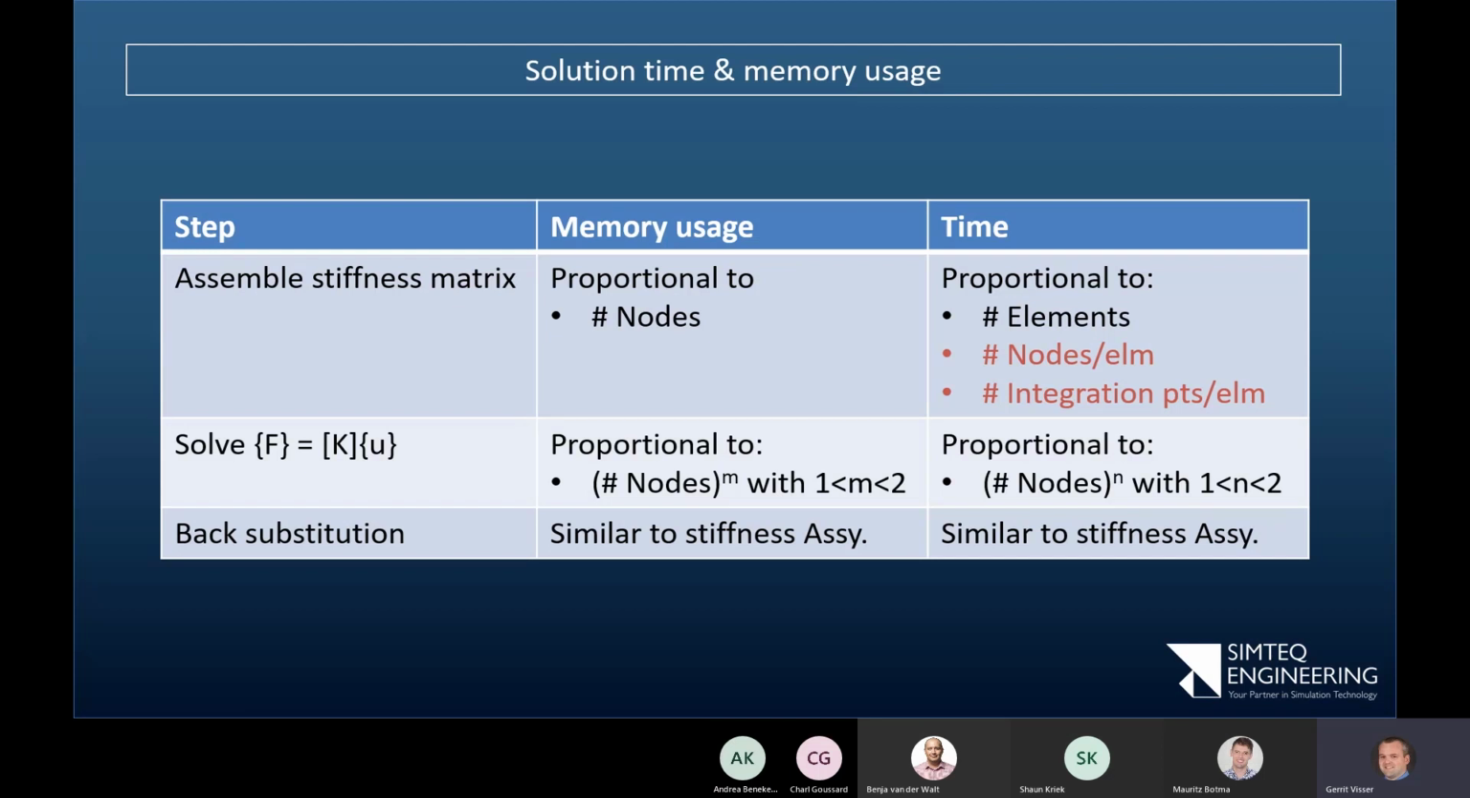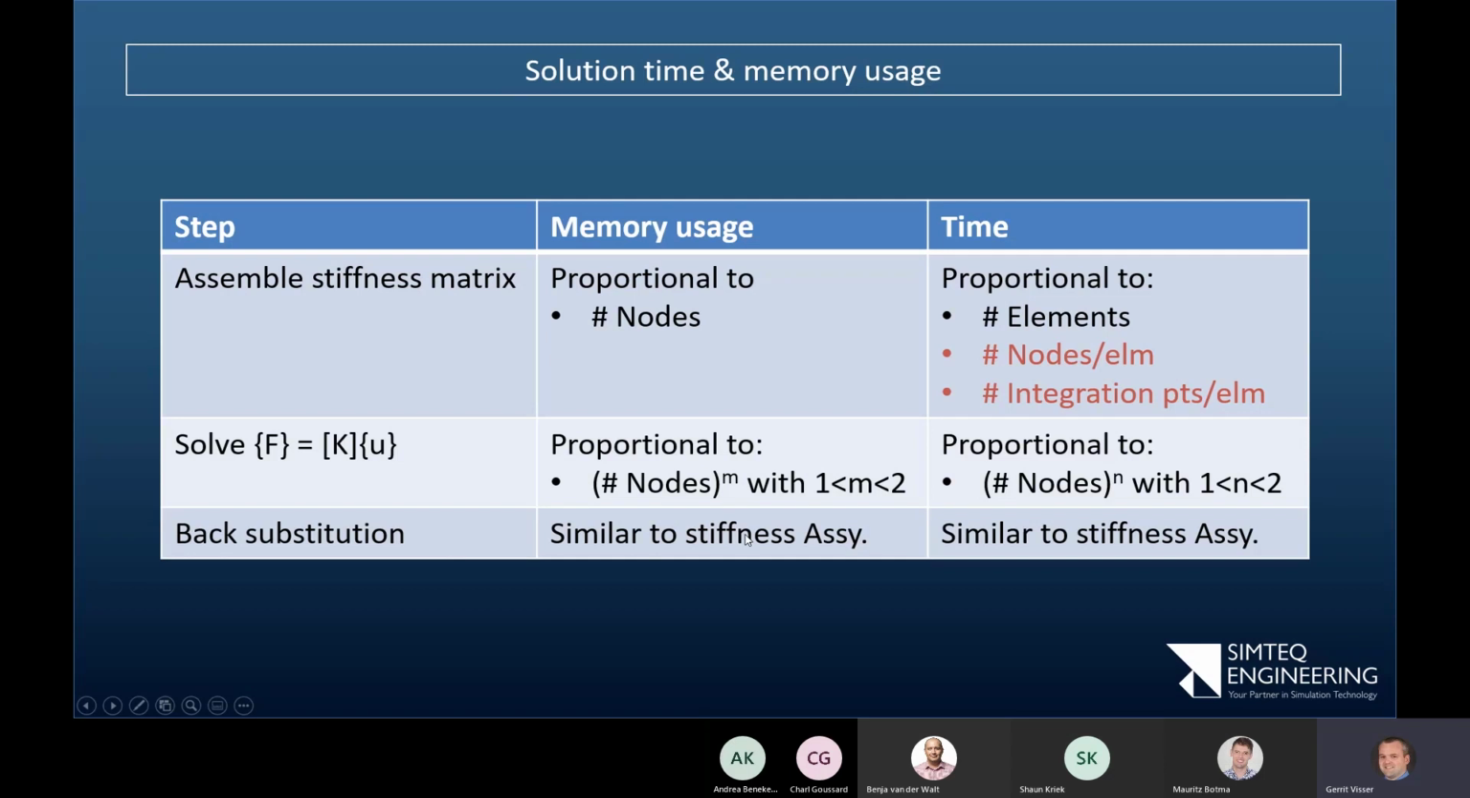If I look at the time to solve, I again have the number of nodes to the power of n, but n is slightly different to the m coefficient. Again, we need to subtract rows from other rows, and since there are more rows and more columns, it becomes more expensive, obviously. So if I double the model size, it's more than double the time and more than double the amount of memory needed for the stiffness matrix.